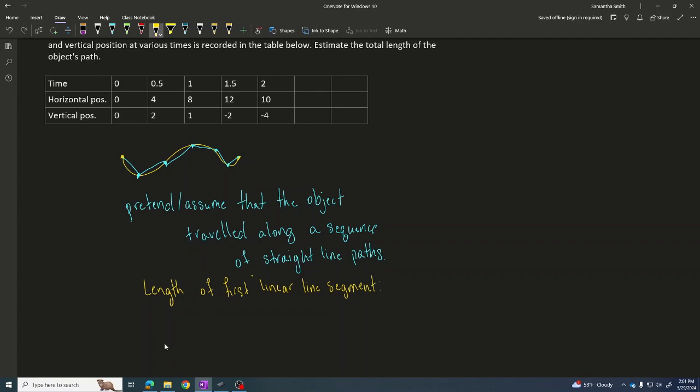If I make this assumption, then the length of the first linear line segment could be found by using the distance formula as applied to the horizontal and vertical coordinates at the start and at the end of that first line segment. We're told the horizontal coordinates are 4 and 0, so I plug those in, 4 minus 0 quantity squared. And the two vertical positions, the y coordinates, are 0 and 2, so I add 2 minus 0 squared. In that case, we get a distance approximately equal to 4.5 units. That would be the length of this first linear line segment.